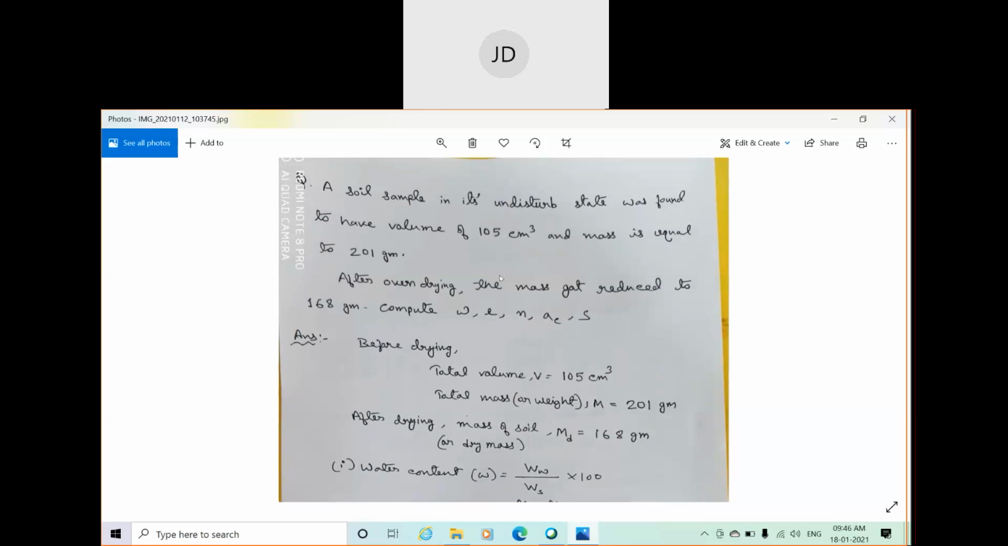So I'll not wait further. Let's go through the problem statement. As per this problem, a soil sample in its undisturbed state was found to have a volume of 105 cm³ and mass equal to 201 g. That means before giving any disturbance to the soil, in a natural, undisturbed condition, a soil sample has a total volume.